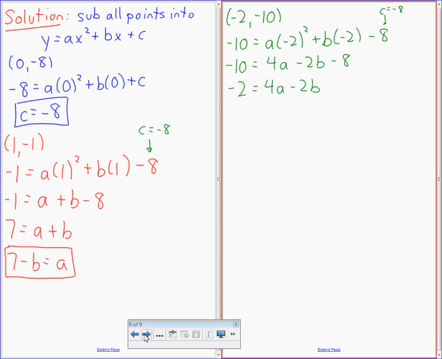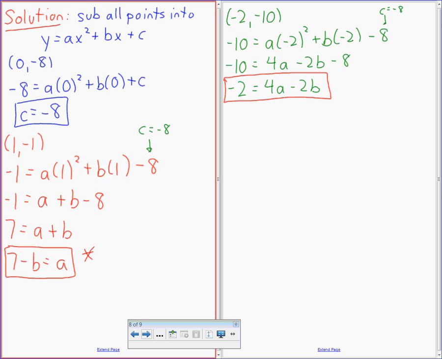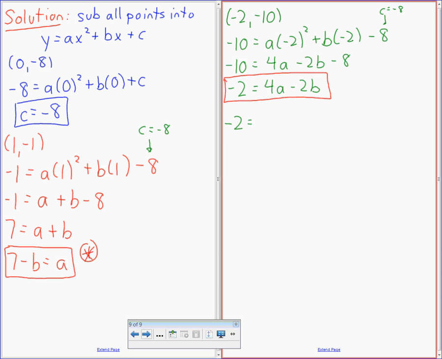Now, because I'm already on the left-hand side, you can use elimination here again if you want to, but because over here I've already made a equals 7 minus b, I'm going to sub it in here right now. So negative 2 equals 4 times 7 minus b, minus 2b. All right, Derek, what's 4 times 7 minus b, please? Okay, great. 28 minus 4b minus 2b. So that's going to be negative 30 equals negative 6b.